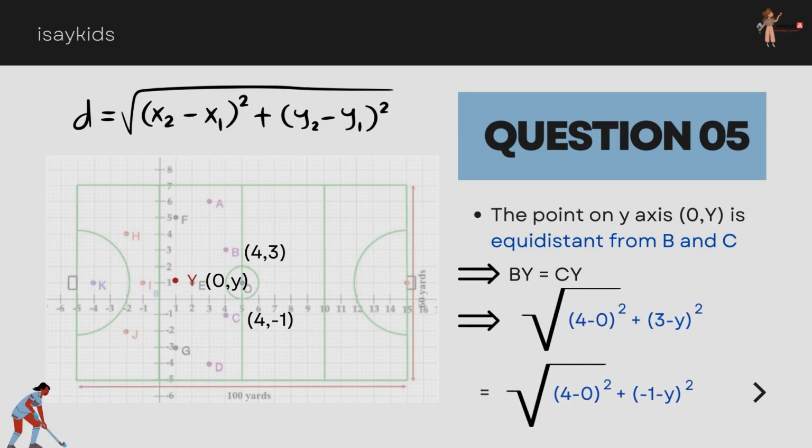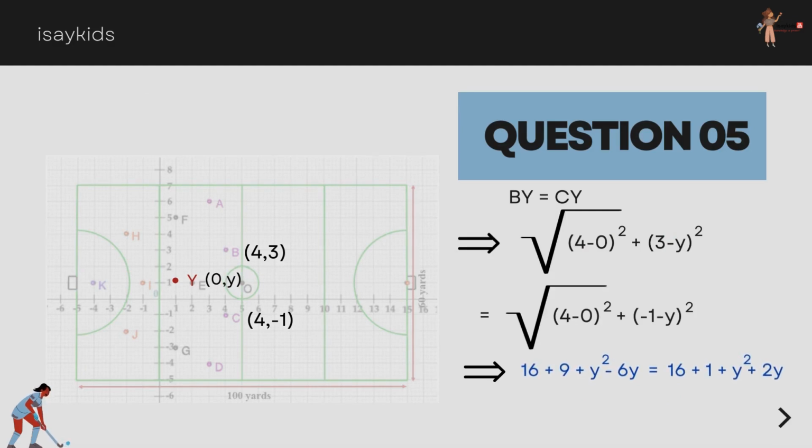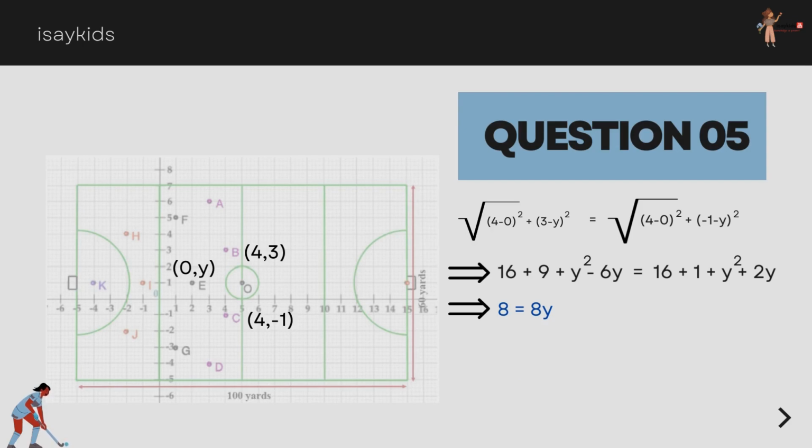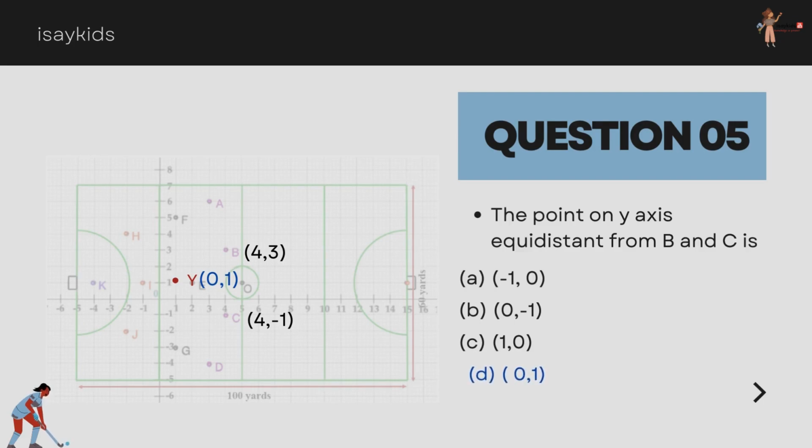which means square root of 4 minus 0 whole square plus 3 minus y whole square would be equal to 4 minus 0 whole square plus minus 1 minus y whole square using the distance formula. Now squaring both the sides, we get this, from which we find out that 8 is equal to 8y. That essentially means y is 1. Thus the coordinates are 0 and 1. Thus, the correct option is option D.